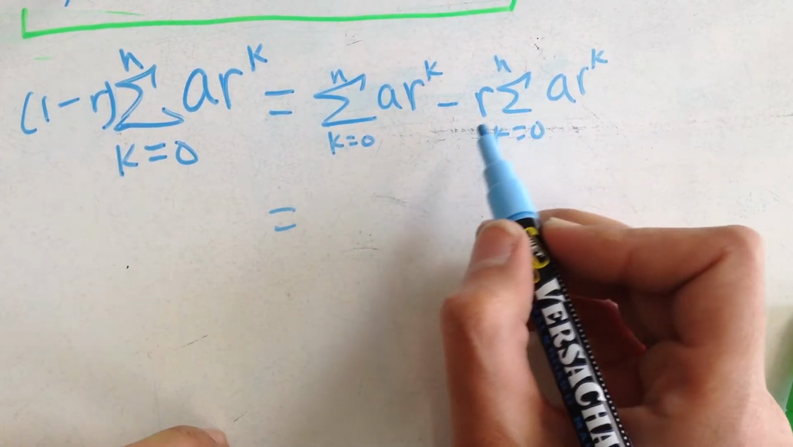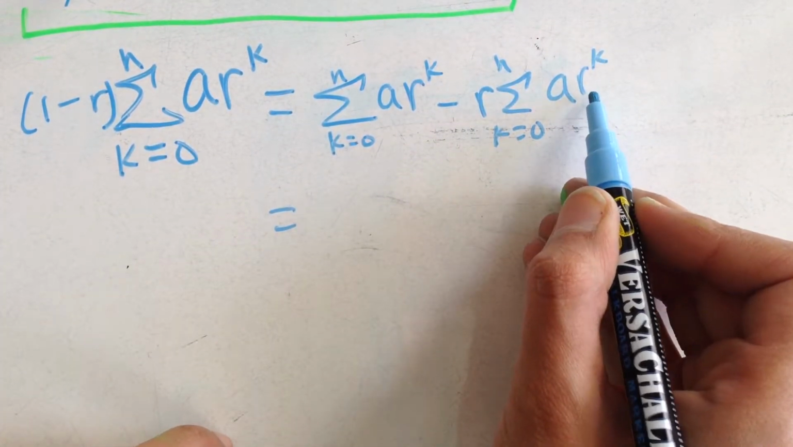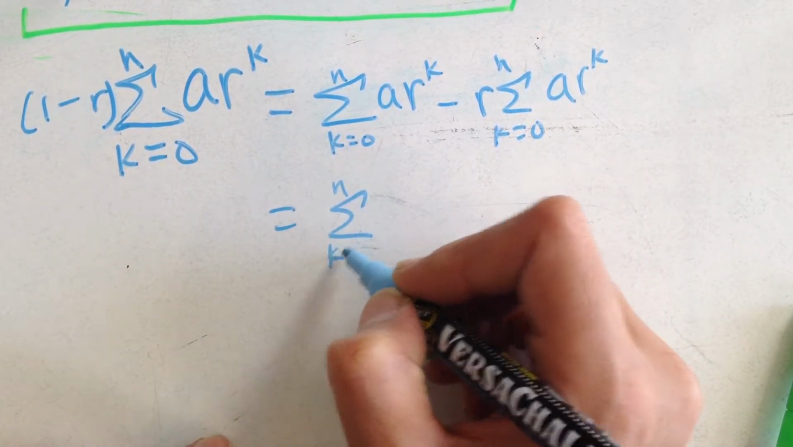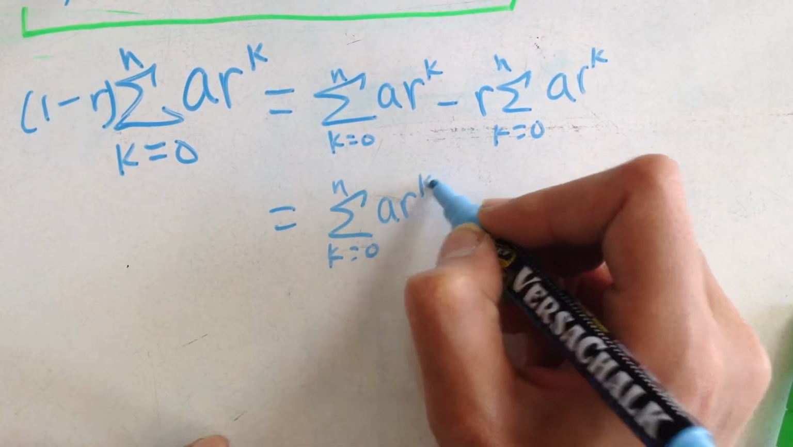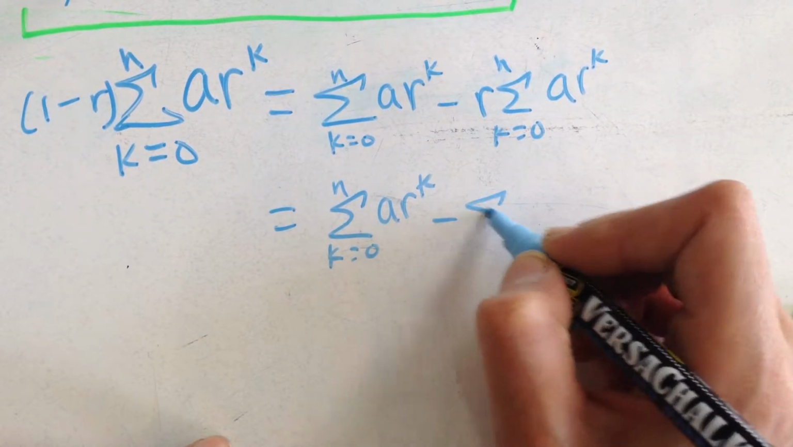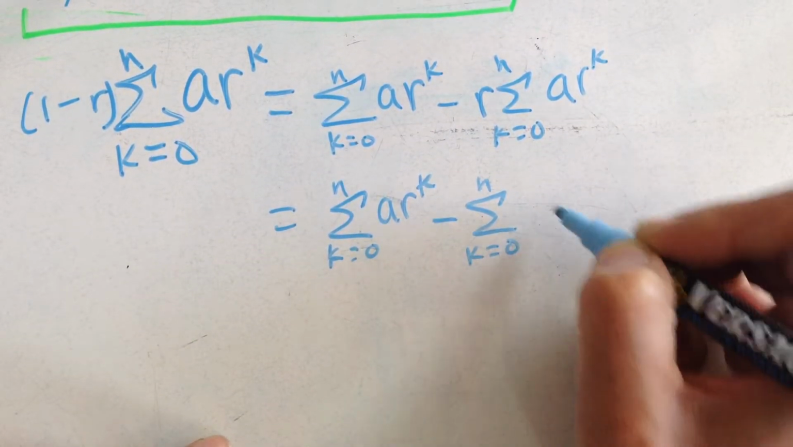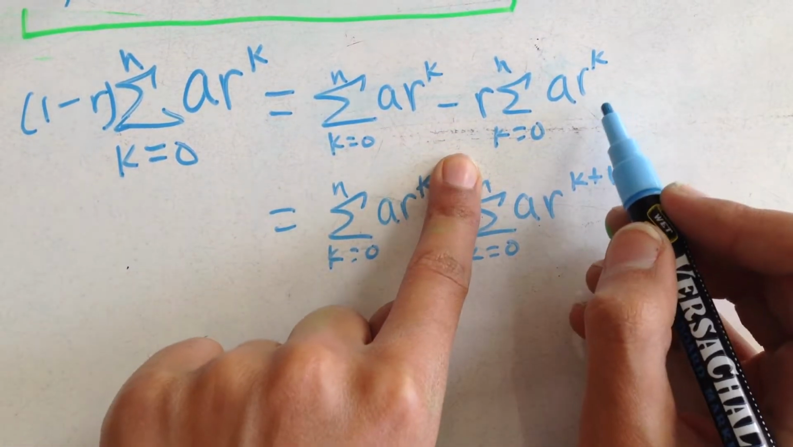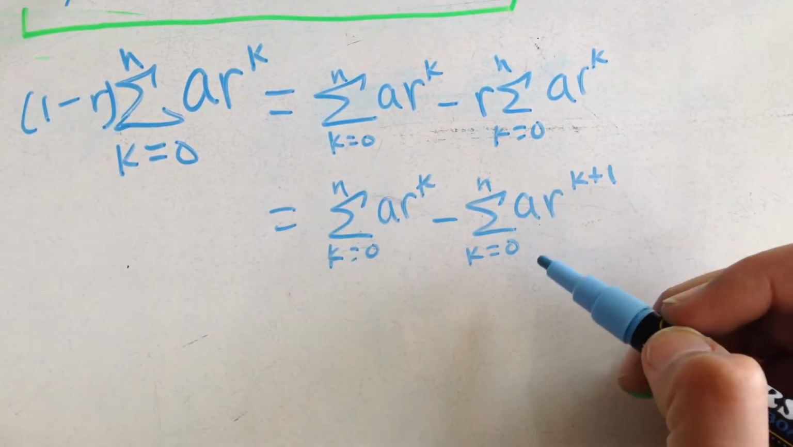Now we can bring this r into our summation for this term. So this term stays the same. And here we get the sum of k equals 0 up to n of ar to the k plus 1, which comes from r to the k times r.